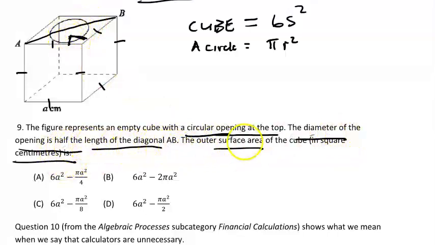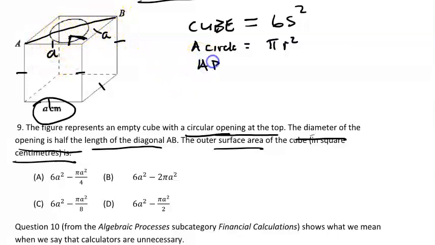Okay, the outer surface area of the cube in square centimeters. So they want us to find the outer surface area. They give us the length of one side, which is A centimeters. So we're going to use that first. That's A and A. And now let's use the theorem of Pythagoras to find AB.